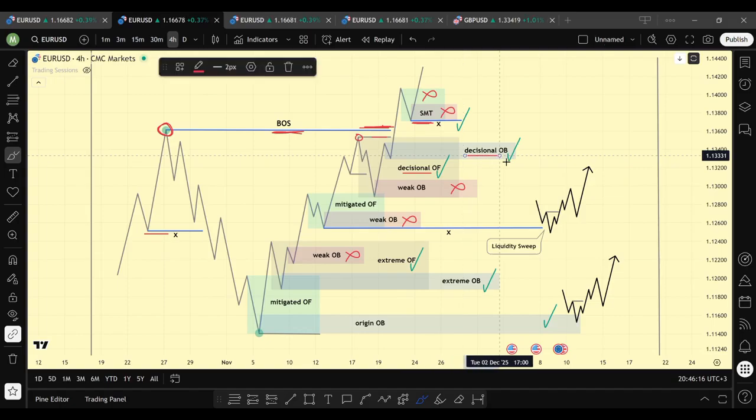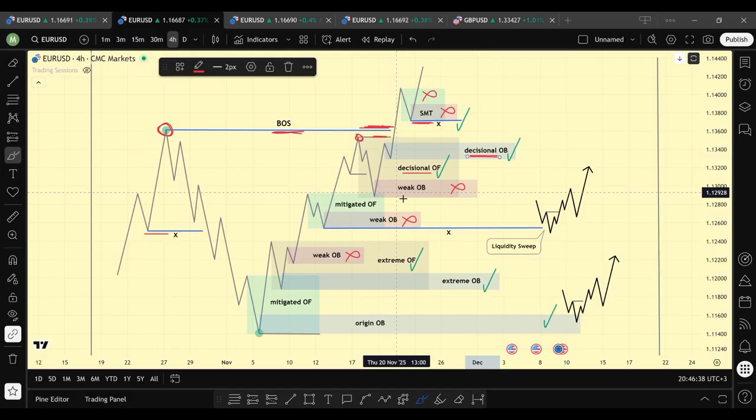So the decisional order block is the one that caused the break of structure. Just like the decisional order flow, it will cause the break of this internal high, as well as the break of this external high. So you can see first break, then second break. So this is what we'll be calling the decisional order block.